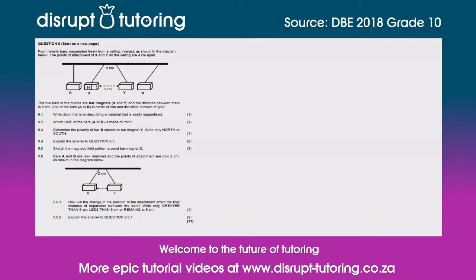Today we're dealing with the 2018 Physical Sciences Grade 10 paper, and this is question 9 on magnetism. It shows four metallic bars suspended freely from the ceiling. They interact as shown. The X and Y bar magnets are 5 centimeters apart when suspended, with their points of attachment separated by 4 centimeters, and there are two other bars, A and B. One of them is iron and the other is made of gold.